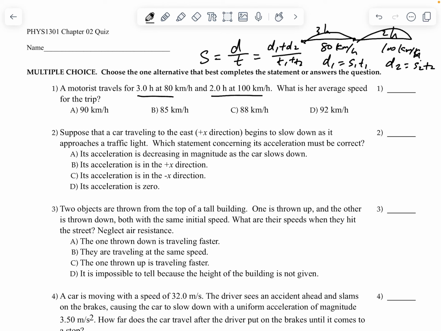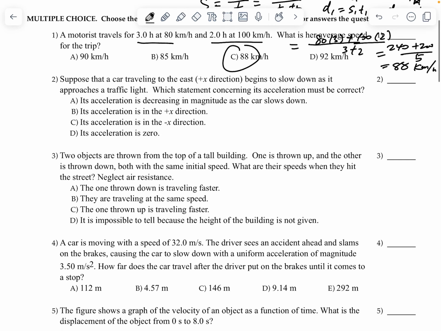All right. We know that d1 is s1 t1, so plug in: s1 is 80, t1 is 3, plus 100 times 2 hours, divided by the total 3 plus 2. So the top will be 240 plus 200, divided by 5. So 440 divided by 5 is 88 kilometers per hour.